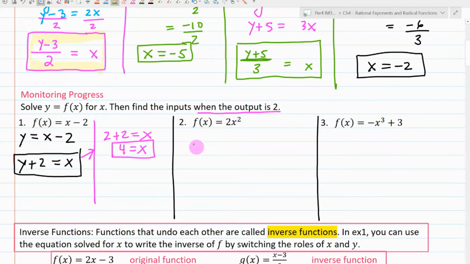Second problem, y is equal to 2x squared. So we have to divide by 2.